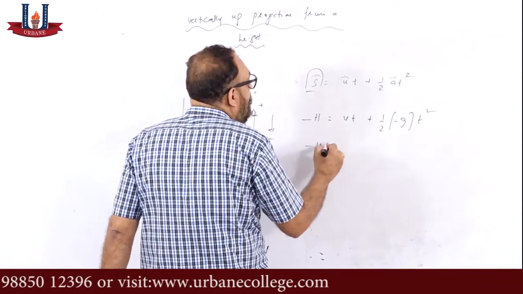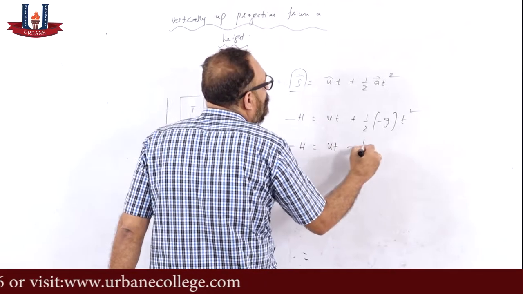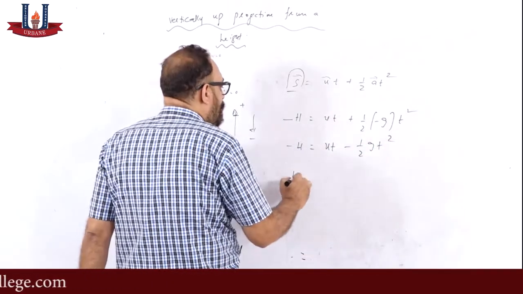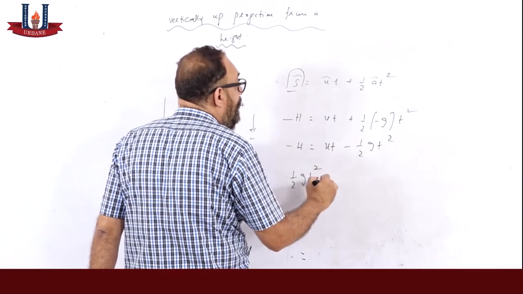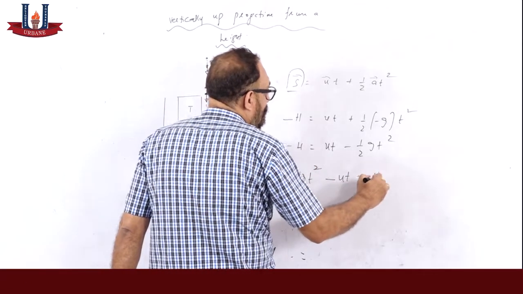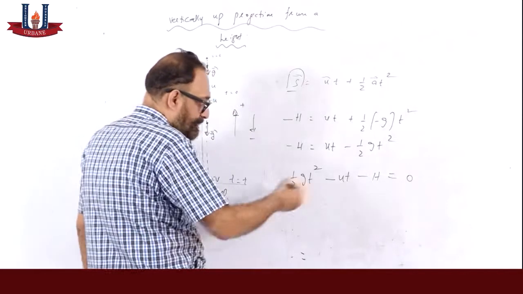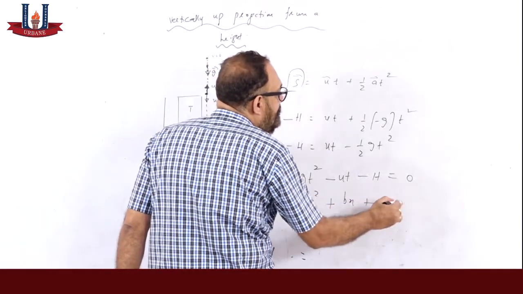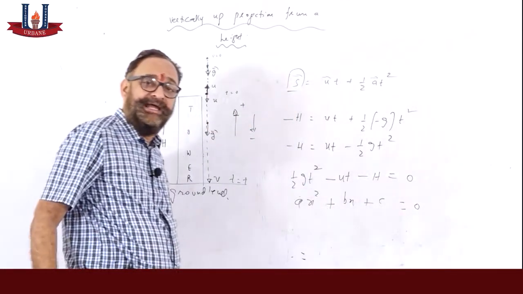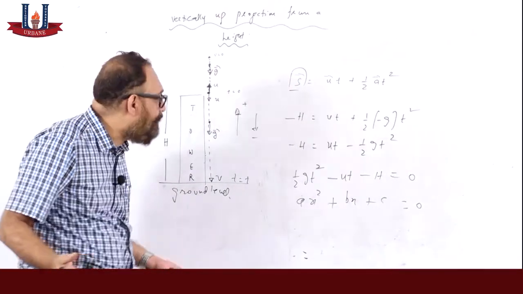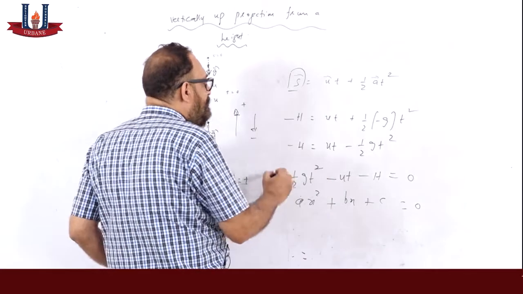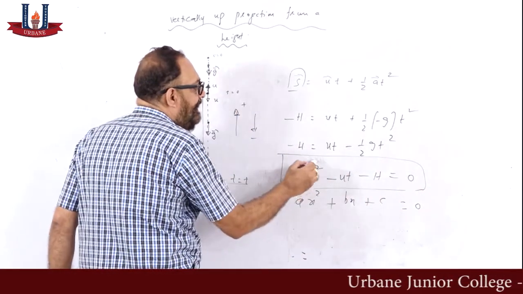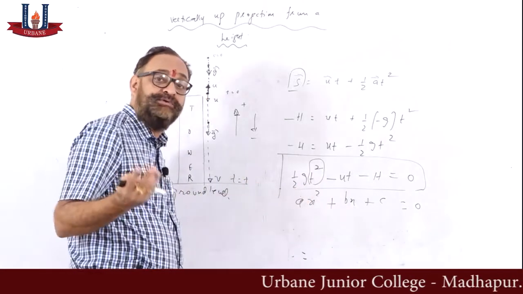I can write this as minus h is ut minus half gt square. So I can now call this as half gt square minus ut minus h is 0. So this is something like ax square plus bx plus c is equal to 0. It has become an 8th class, 9th class, 10th class problem sort of a thing where you can easily get the value of this time. This is quadratic in time, so therefore time will have two values.